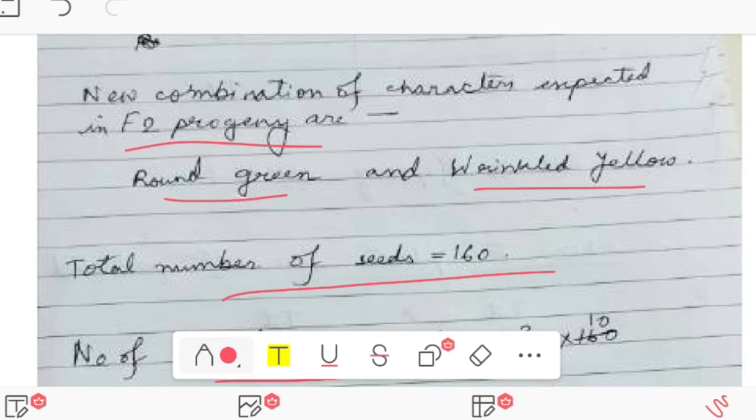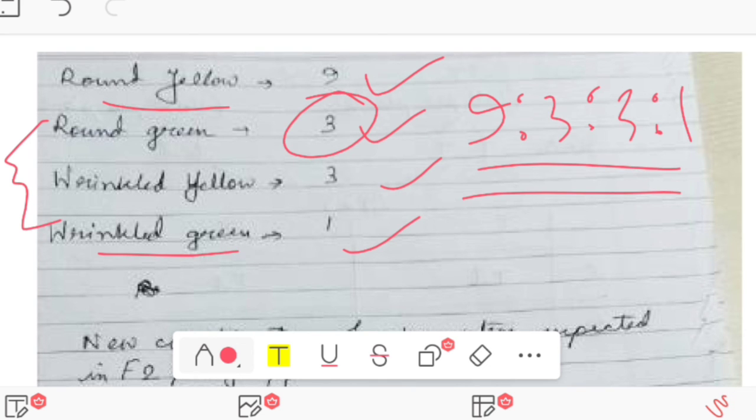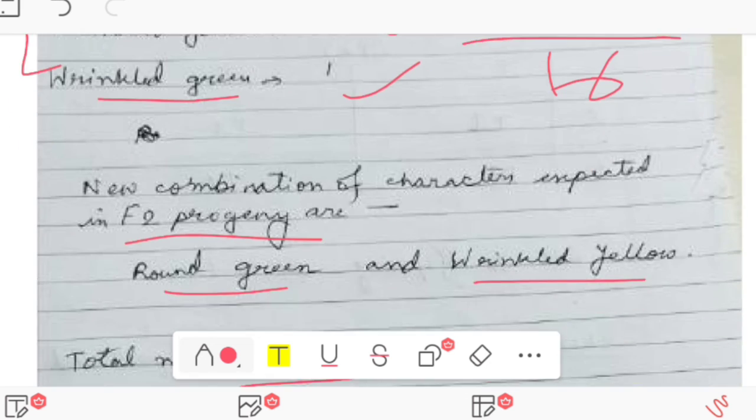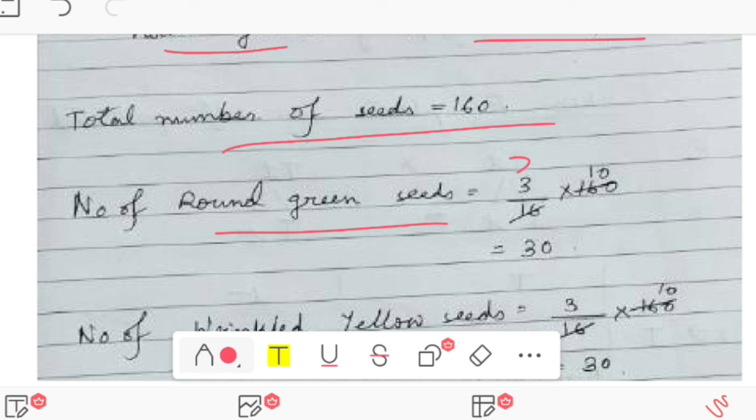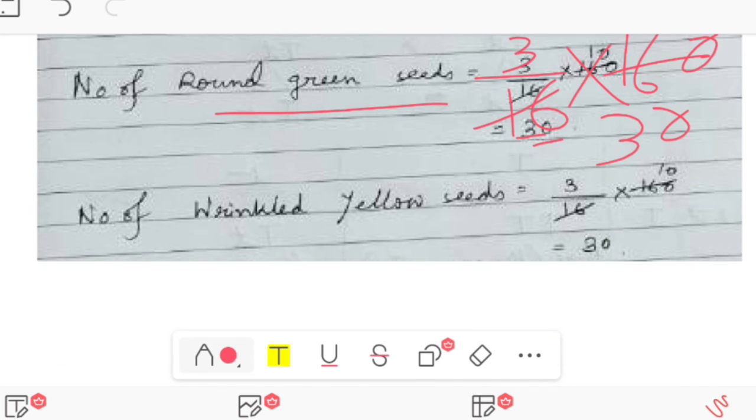Round green was 3, and the sum of this ratio, that is 9 plus 3 plus 3 plus 1, is 16. So here we can write 3 by 16 into 160, that is 30. And the number of wrinkled yellow seeds is also 3 by 16 into 160, so it is 30. So the number of wrinkled yellow seeds is also 30. Okay.